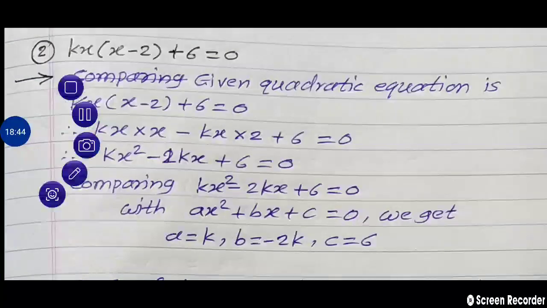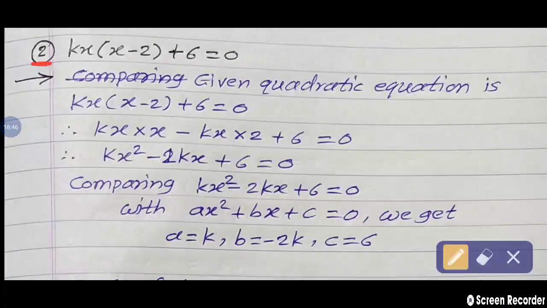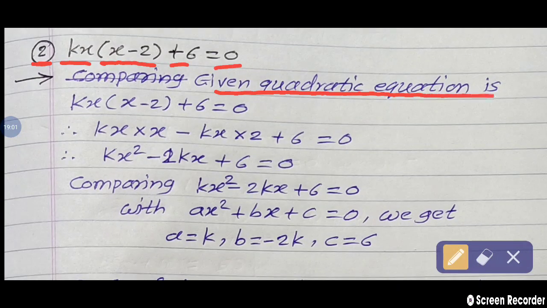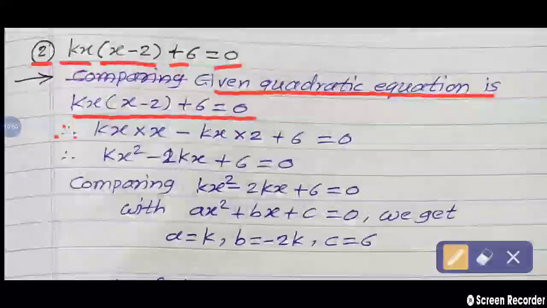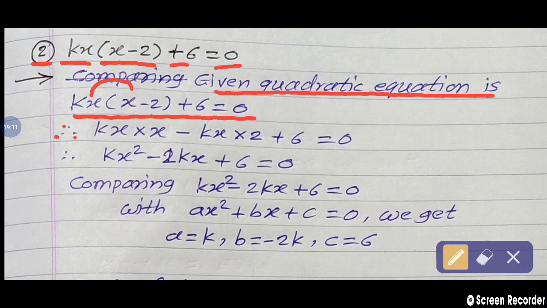Now see here what is given. In option number 2, the equation given is kx multiplied by x minus 2 plus 6 is equal to 0. So at the time of writing the answer, we write like this. The given quadratic equation is kx in bracket x minus 2 plus 6 equal to 0. Therefore, do the multiplication. kx multiplied by x minus kx multiplied by 2 plus 6 equal to 0.